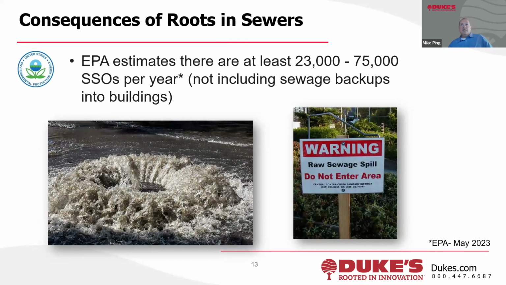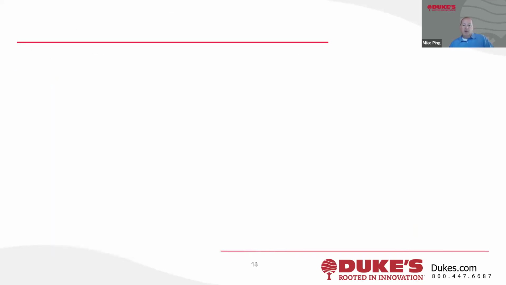So, some other consequences: the EPA estimates that there are at least 23,000 to 75,000 SSOs per year, SSO meaning sanitary sewer overflow, sewer on the ground. And that's not including sewage backups into buildings and homes and so forth, right? And we probably all know that it's not a stretch to say that not every single SSO gets reported. Sometimes they maybe aren't seen, so those numbers are probably larger, but nevertheless, those are large numbers.